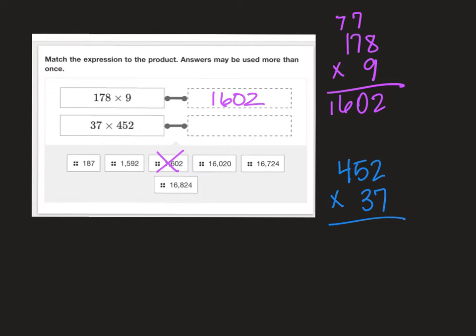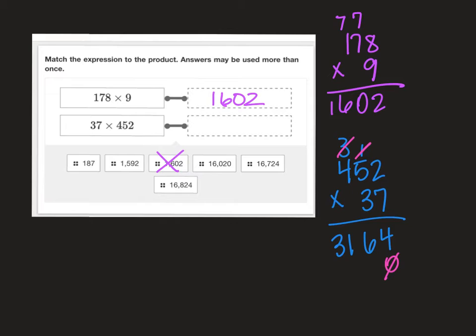Okay, it just kind of lines up everything better. All right, 7 times 2 would be 14. 7 times 5, 35, plus 1, 36. 7 times 4 is 28, and 28 plus 3 is 31. All right, then you're going to put your 0 to hold a place.